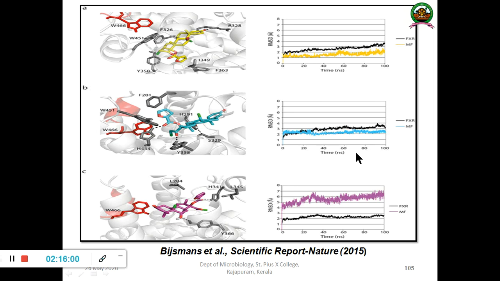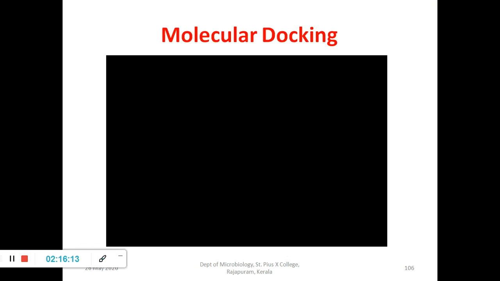What are the tools for molecular dynamics? Schrodinger you can use. They have a Desmond tool. Similarly, NAMD you can use, and most of the people use a Linux-based platform called GROMACS. So you can do molecular dynamics simulation. So that is the next important thing.